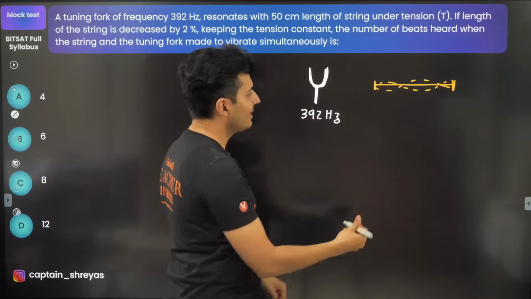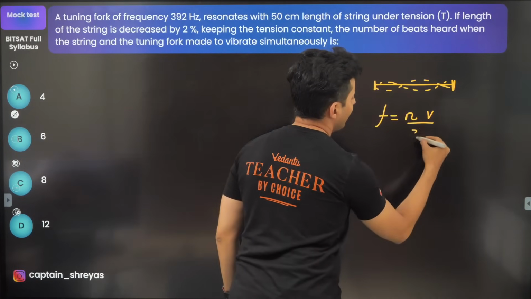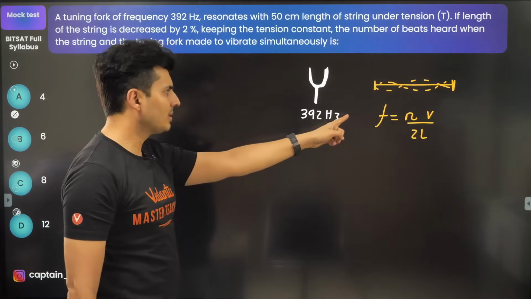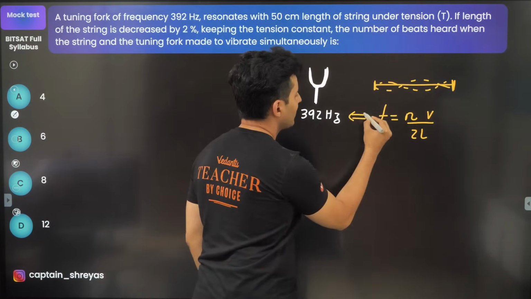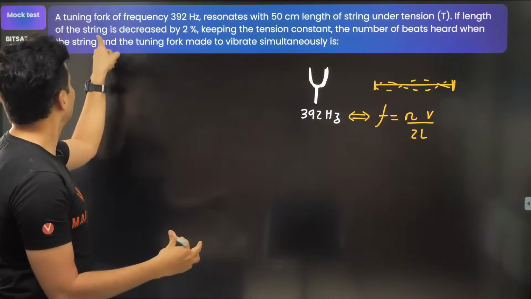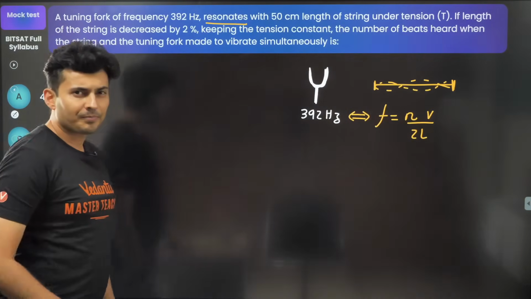Now the frequency produced by this will be N into V divided by 2L. That's the frequency produced. Initially they were equal. Obviously this frequency was equal to that because they were resonating. It is clearly mentioned. It resonates.